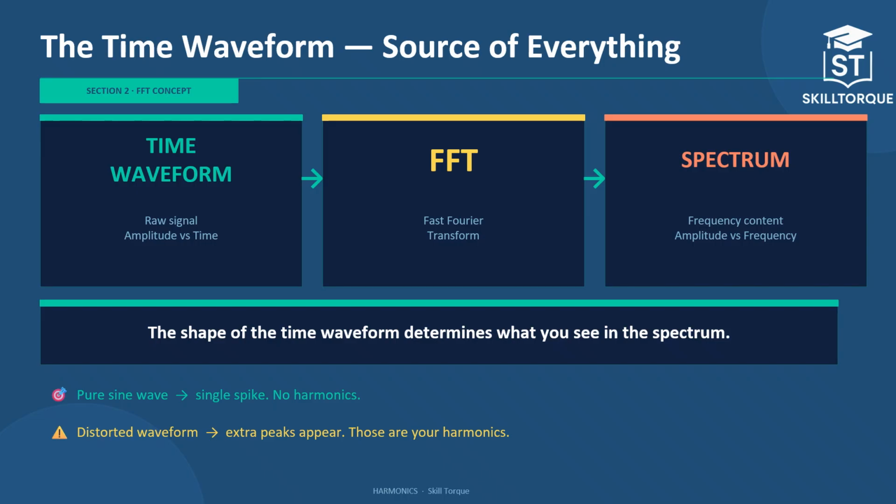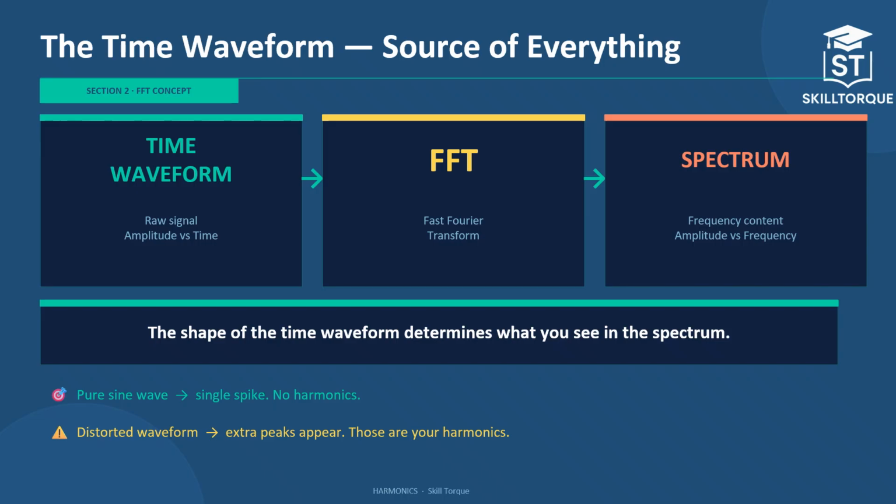Think of the time waveform as the raw truth, or you can say the actual motion of the machine plotted over time. The spectrum is what we get when we ask what frequencies are hiding inside the signal. The FFT, or fast Fourier transform, answers that question by breaking the waveform into individual frequency components. So FFT is the process that takes the time waveform and converts it into the spectrum.